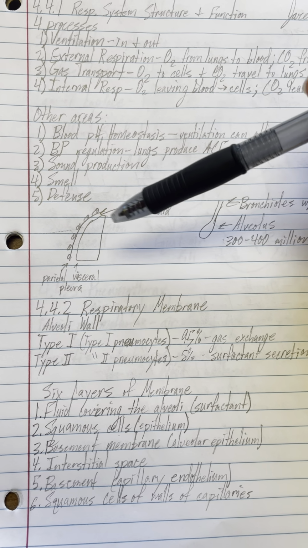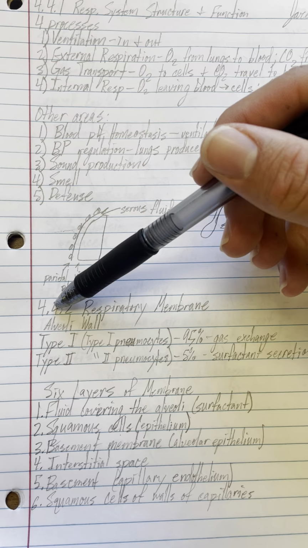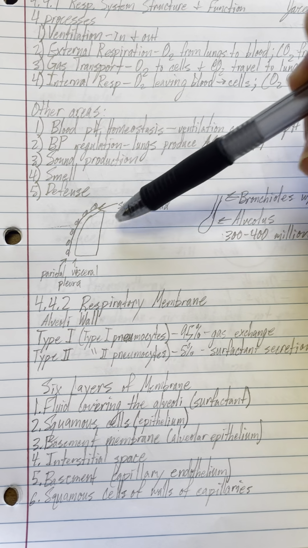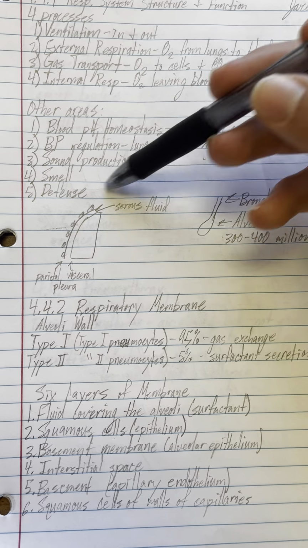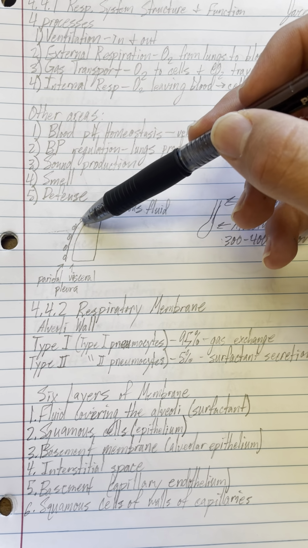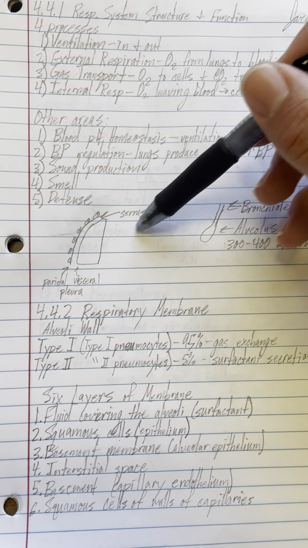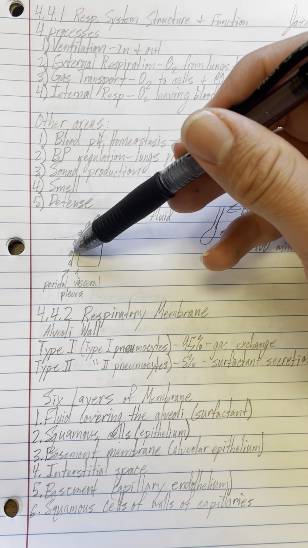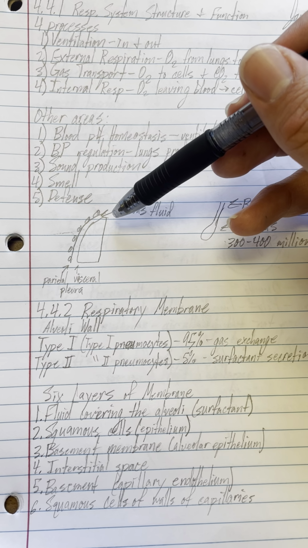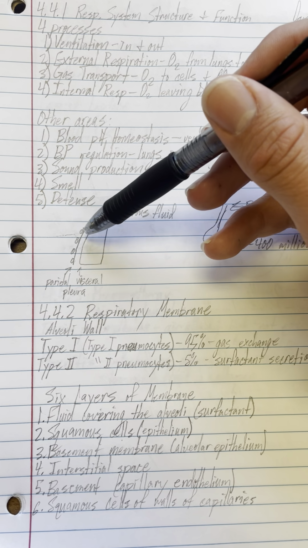This is your lung. You have a couple membranes here. You have a parietal and a visceral membrane of the lung. And within that, you have a pleural cavity that's filled with serous fluid. And what that's going to do is create a negative pressure.